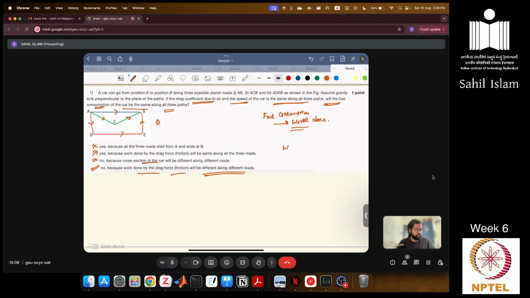So work done is force times displacement, right? This is the displacement. So this displacement is different along AB, ACB and ADEB, even though the drag force is the same. So the last option is correct.